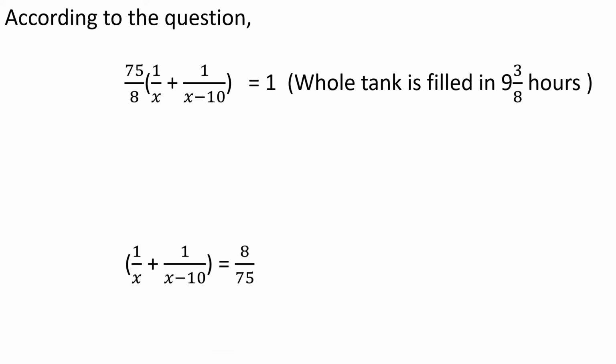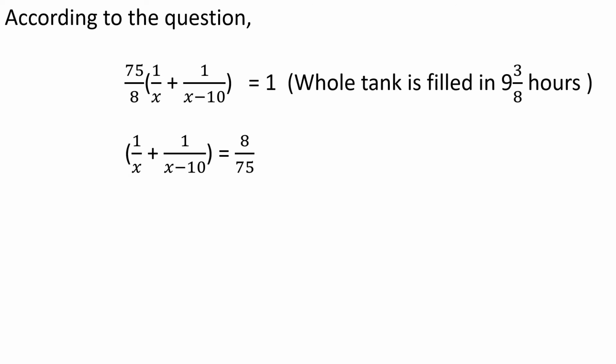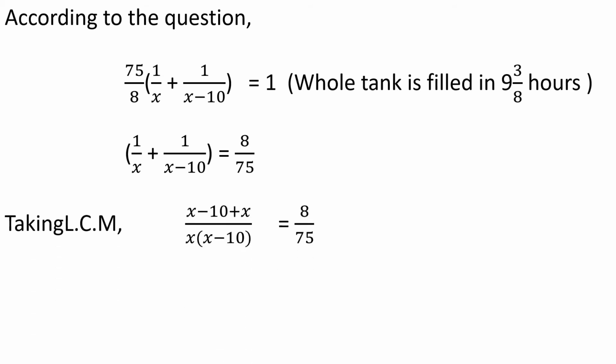Now taking this 9 upon 8 to the other side, we get 8 upon 9. Let us take the LCM as x into x minus 10. In the numerator, we will get x minus 10 plus x, upon x into x minus 10, is equal to 8 upon 9. Now x plus x will be 2x minus 10 upon x into x minus 10 is equal to 8 upon 9.